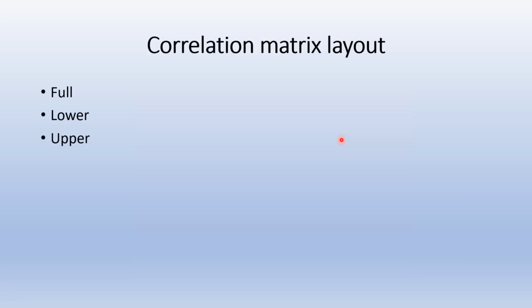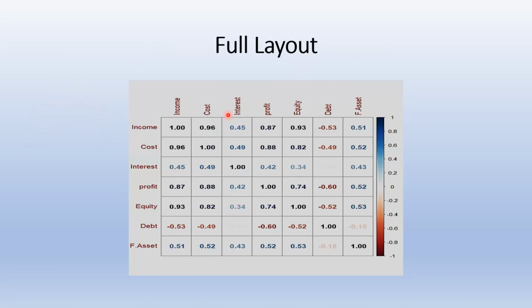Now let's try to understand the correlation matrix layout. There are methods that we have learned, and now we are learning the matrix layout. There are three methods of a correlation matrix layout: the full method, then the lower method, and then the upper method. First, let's try to understand what the full layout is.